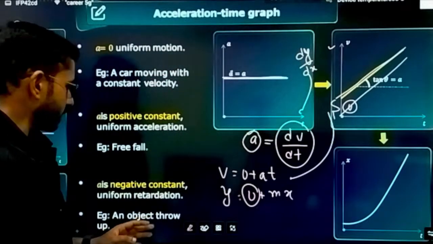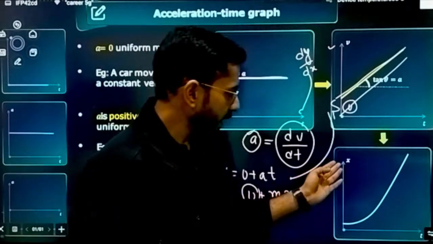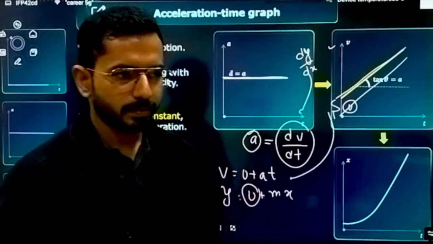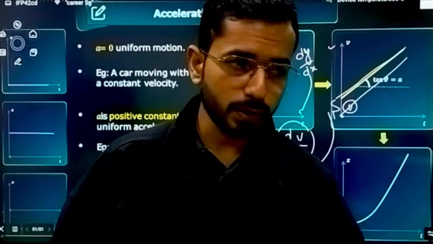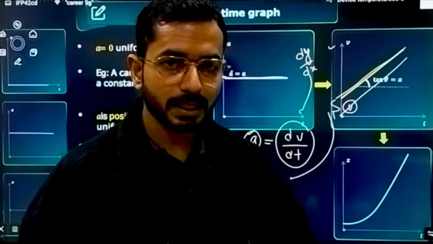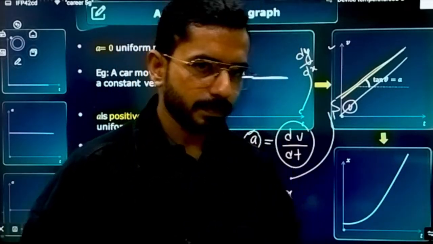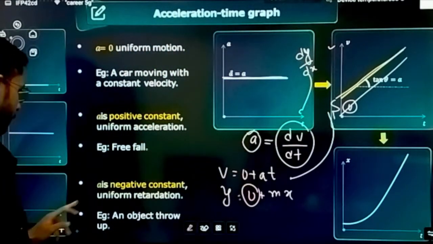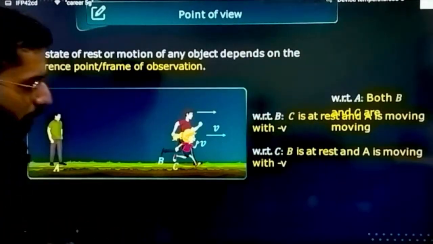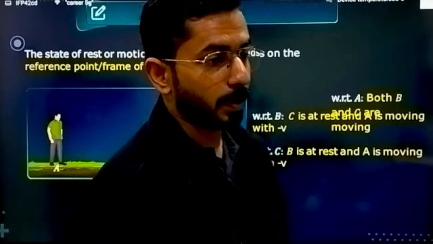Okay, next thing, let's suppose you are having position versus time. Already we have discussed position versus time. S = ut + half at square is going to give you this kind of curve, a parabolic curve. Clear? So just ask yourself a proper question.